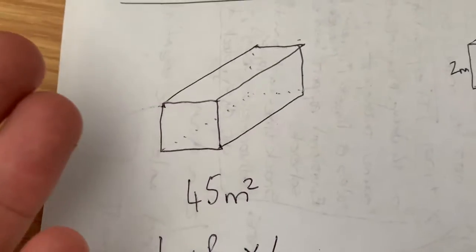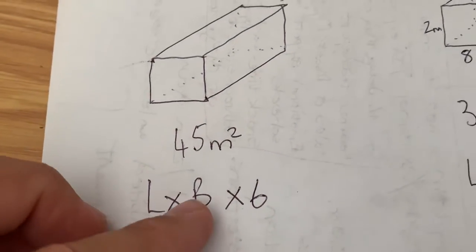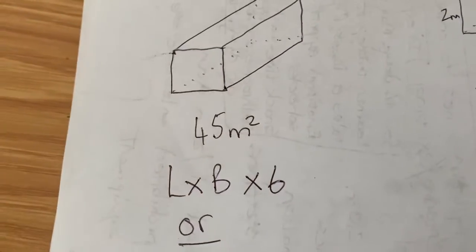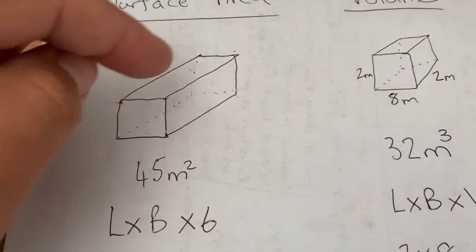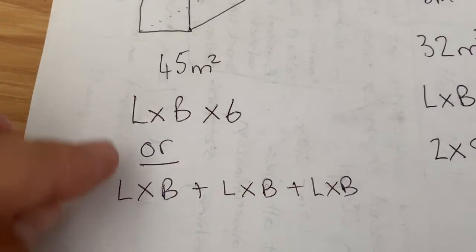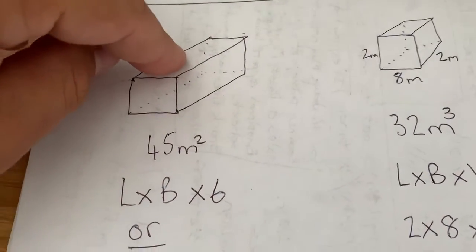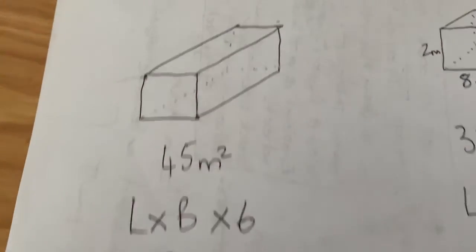And if it's a cube, so all the sides are the same, all the faces are the same, you could actually just go length times breadth for area and multiply that by 6 because they're all identical. But obviously, if it's like this one, a rectangular prism where not all the faces are the same, you would work out each one individually, length times breadth plus length times breadth plus length times breadth and so forth until you covered all the surfaces.